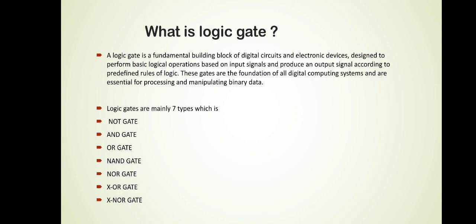Obviously, there are a large number of logic gates. From them, we are talking about only seven, which are important: NOT gate, AND gate, OR gate, NAND gate, NOR gate, XOR gate, and lastly XNOR gate. First, let us discuss the NOT gate.